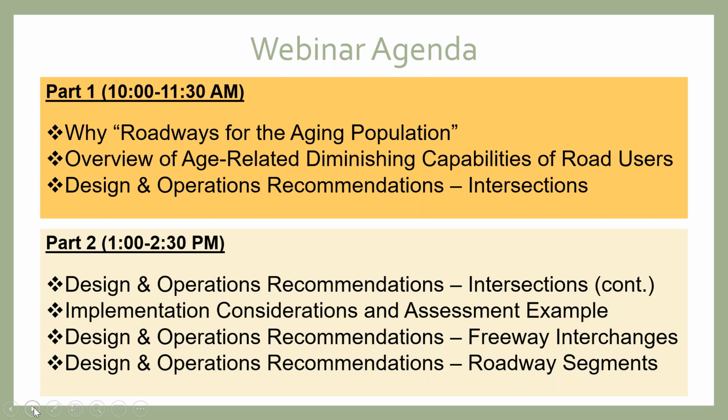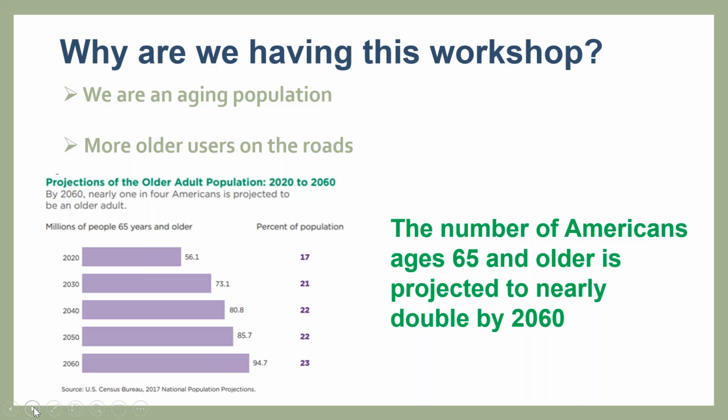And then in the afternoon, we'll talk about an important part of the FHWA handbook, and that is some information and recommendations with regard to when to consider these recommendations, how to do an assessment. We'll go through a hypothetical scenario of how these recommendations could be applied, and walk through some of the worksheets that are found in the FHWA handbook. Also, we'll close out with some other parts of the handbook, design and operations recommendations that deal with freeway interchanges and roadway segments. So that's kind of what's on tap for today.